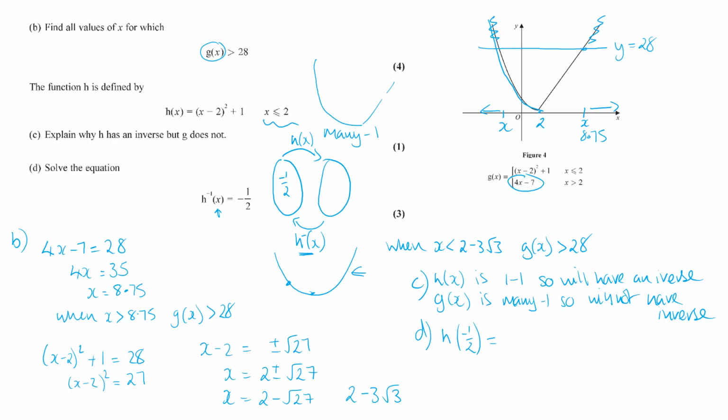h of minus a half, well, we already have h of x, so all we need to do is put it in there. So that is going to be minus a half minus 2 all squared plus 1. So that's minus 5 over 2 all squared plus 1, which is going to be 25 over 4 plus a whole one, which is 4 over 4. So that's going to equal 29 over 4. So x is going to be 7.25.